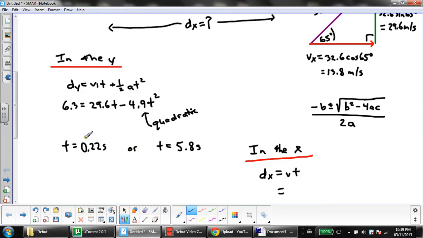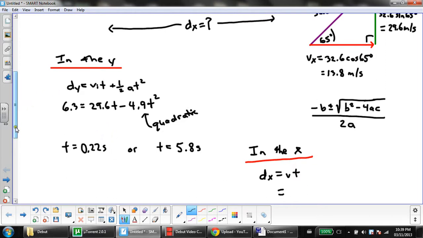Now when I do this, I get two answers, 0.22 seconds or 5.8 seconds, and at first I might be upset about this, because I was hoping for one of them to be negative, because time cannot be negative. And that answer would be wrong. I would discard it immediately, and I know what my answer is. But both of these answers are positive.